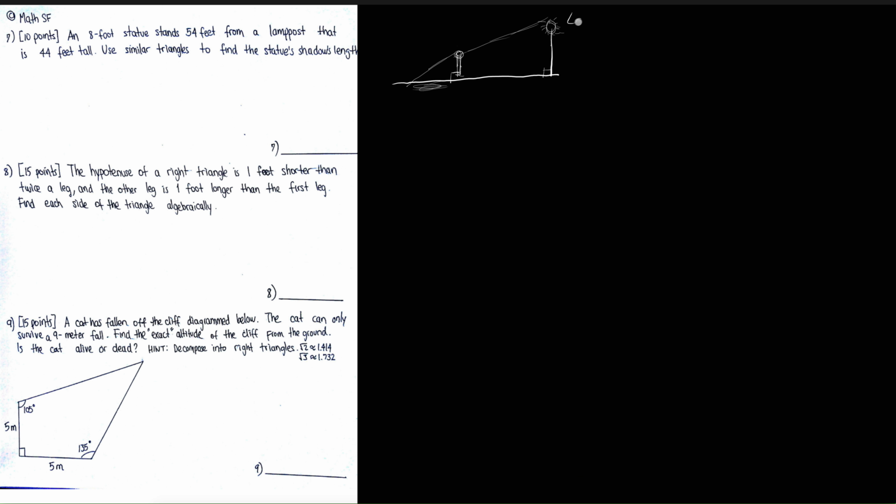So I'm going to probably write here, this is my lamp post. And this is my statue, just so we know what we are talking about in this particular problem. This is a 44, and the statue stands 54 feet, so it's an 8-foot statue. So 8 should be here, and from here through here should be 54. They say find the shadow, like find this part X.